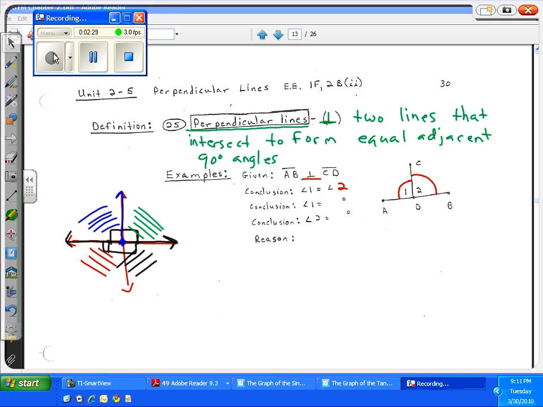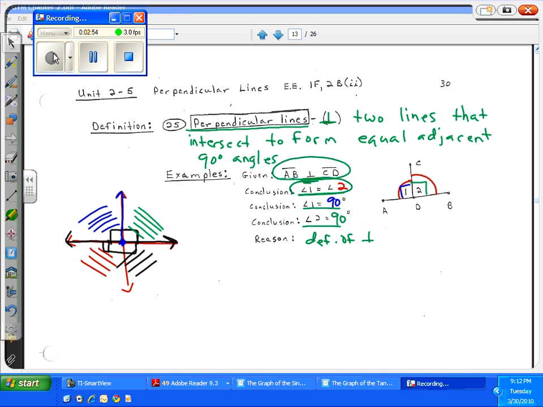Or I could say that angle 1 is equal to 90 degrees. Reason, definition of perpendicular lines. Or I could say that angle 2 is equal to 90 degrees. Reason, there's the word and what you get out of it. Any of those, we could use the reason definition of perpendicular.